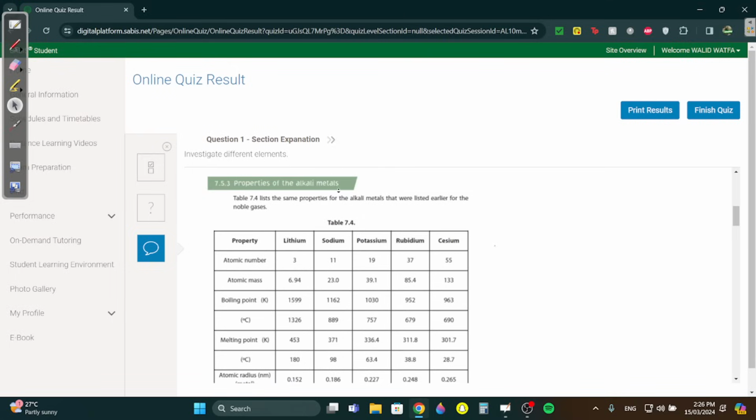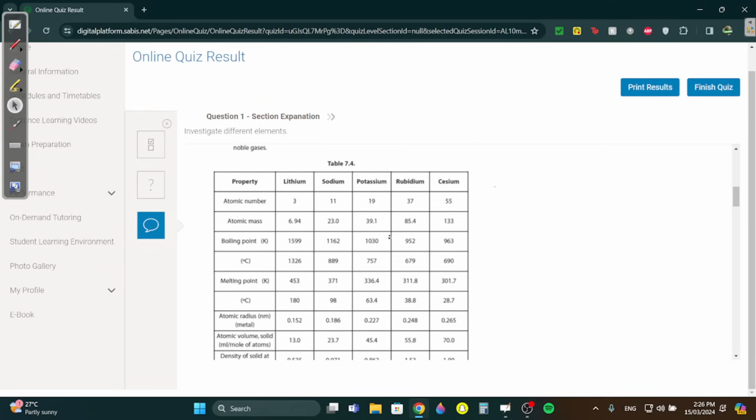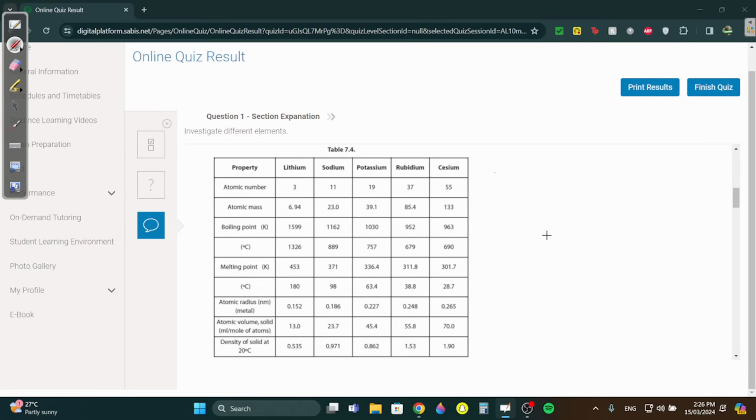As you go down the group for noble gases, usually the boiling point would increase. But here, as you're going down the table, it's decreasing. The atomic number increases, the mass increases, but the boiling point decreases. It's the opposite to noble gases, because this could come in the exam.